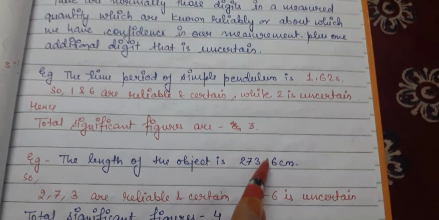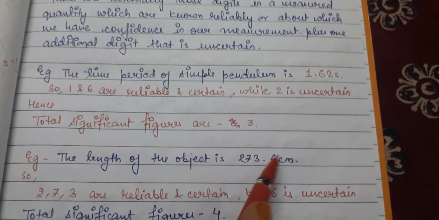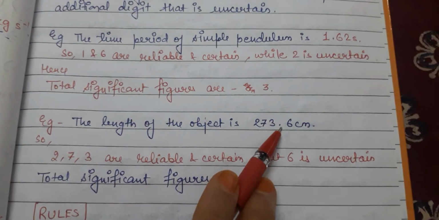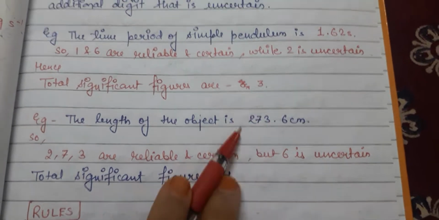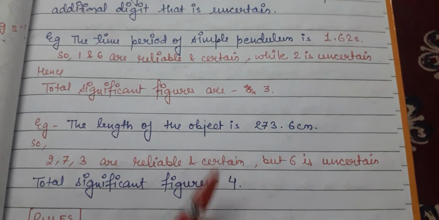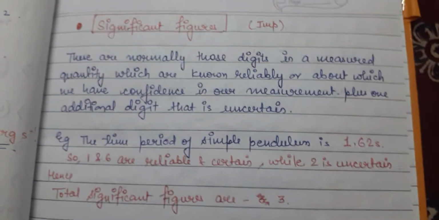273.6, means the last digit I am not certain or confident about, so I have to add this digit as well. So the total number of significant figures in this measurement is 4. 273 plus 6 means total significant figures are 4. So these are some examples for the introduction about the significant figures.